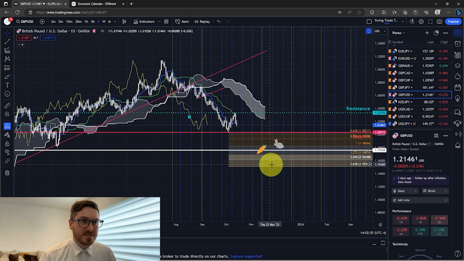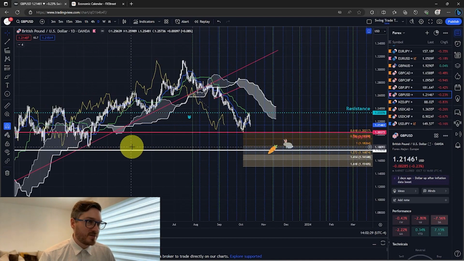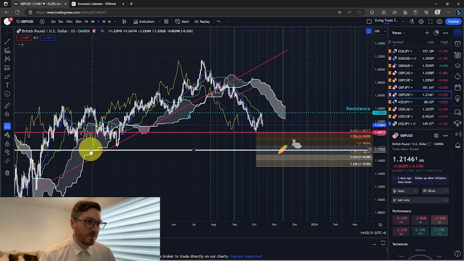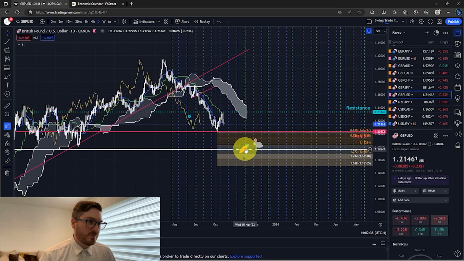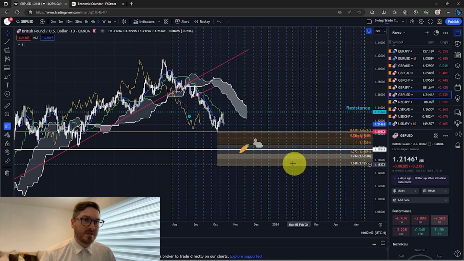And if that happens, I'm going to be targeting this level here, which is the 1.17618 level. And that's just going to be this support level here, and this coincides with a flat part here on the Senko span B. So I'm going to be looking for that, but there's a good possibility price could even break even lower.